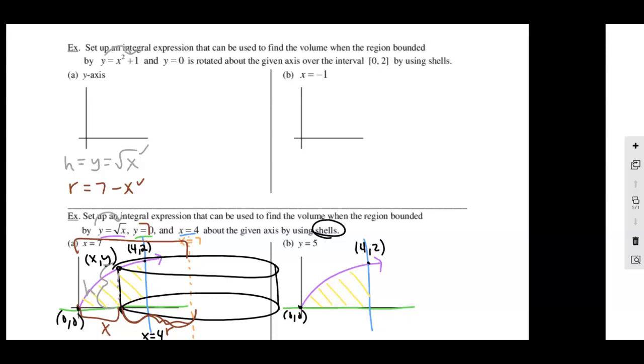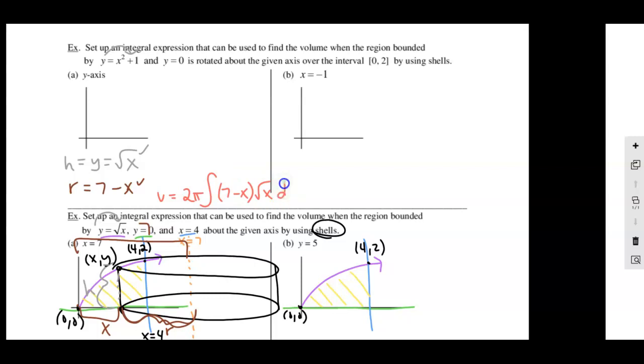And once I've got the r and the h, we're ready to just bring this together. Remember, 2 pi, that's what goes out in front. 2 pi r, 7 minus x, and then h. By the way, because of the commutative property, it doesn't matter. Like you could flip those two, it doesn't matter.